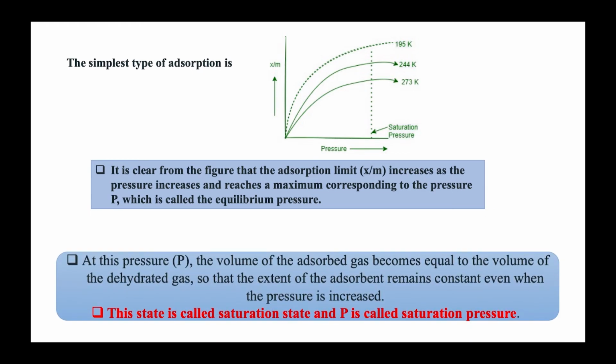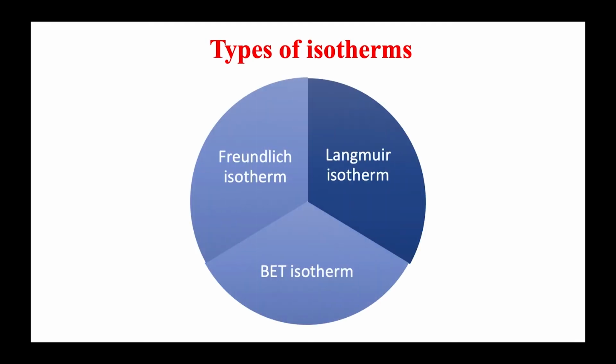At pressure P, the volume of the adsorbed gas becomes equal to the volume of the dehydrated gas, so that the extent of the adsorbent remains constant even when the pressure is increased. This state is called saturation state and pressure is called saturation pressure. Some important types of isotherms are Freundlich adsorption isotherm, Langmuir adsorption isotherm and BET adsorption isotherm. In this class, we also study about Freundlich adsorption isotherm.